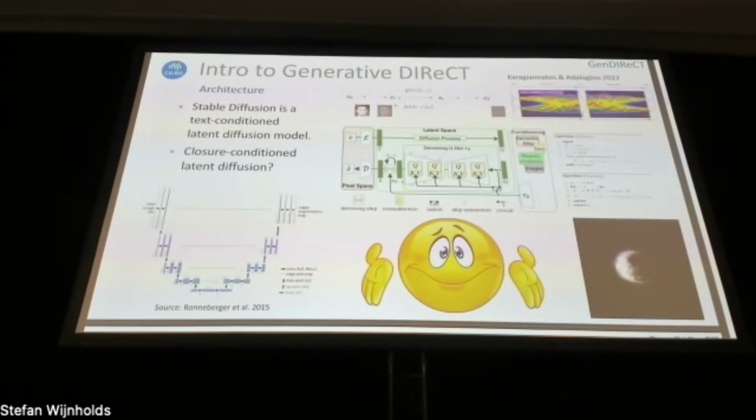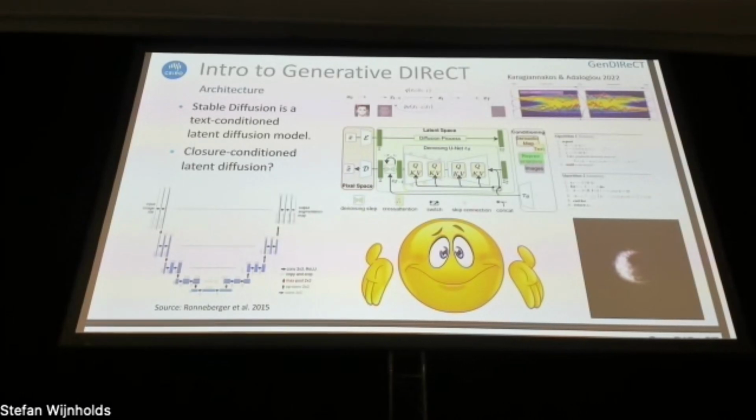Okay, so a quick introduction to generative direct. This is also fairly easy to explain because most of you probably have played with some sort of image generation model, a textually conditioned image generation model. So you put in a natural language prompt like a cat in a hat or something like that, and it spits out n number of images of cats and hats. And so that's what's called a textually conditioned latent diffusion model.